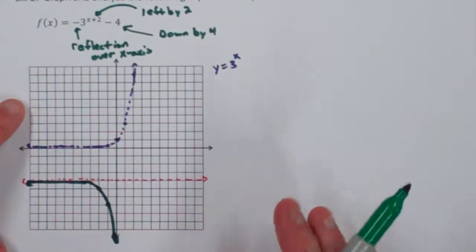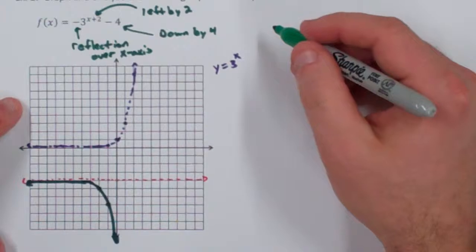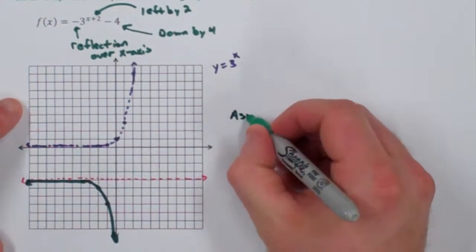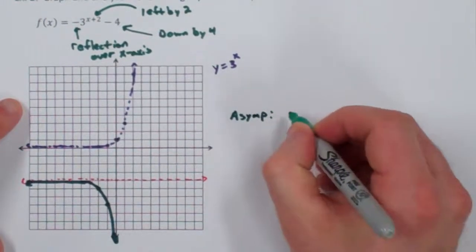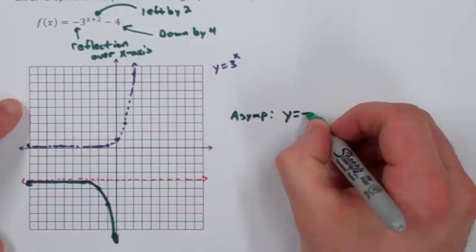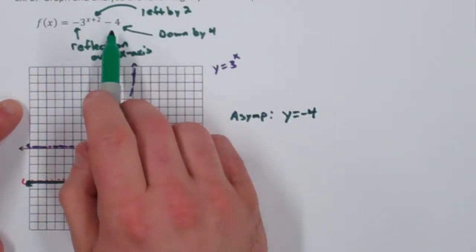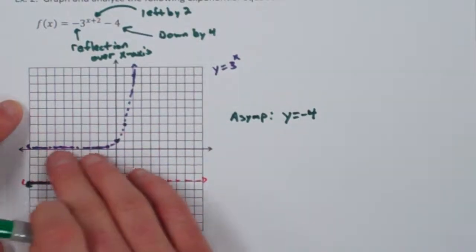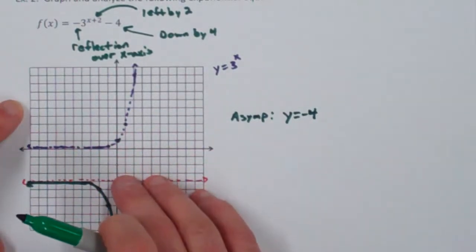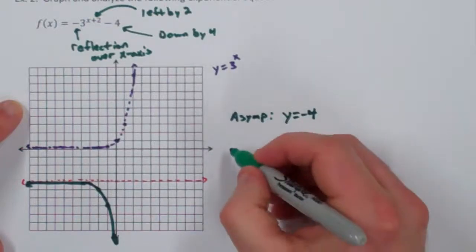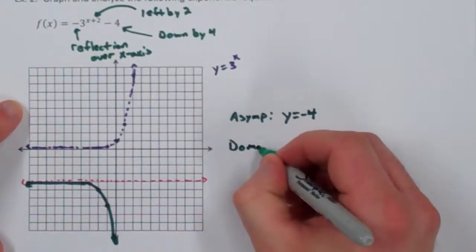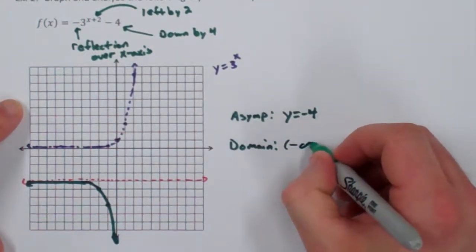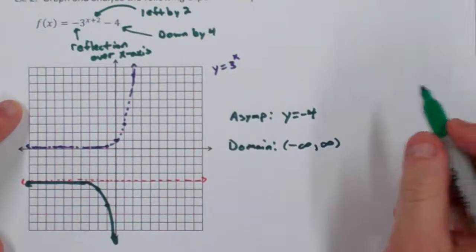Now one of the things that we need to do is we need to analyze this thing. So one thing that we know is that there is an asymptote at y is equal to -4. And all that is that's just the vertical shift. It's down 4. Normal y is equal to 3 to the x would be right here at 0. So we're just going to shift everything down by 4. For the domain, we can still pick whatever we'd like to, any real number. So in interval notation that's -infinity to infinity.